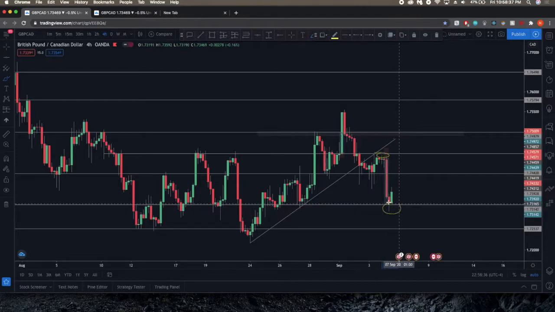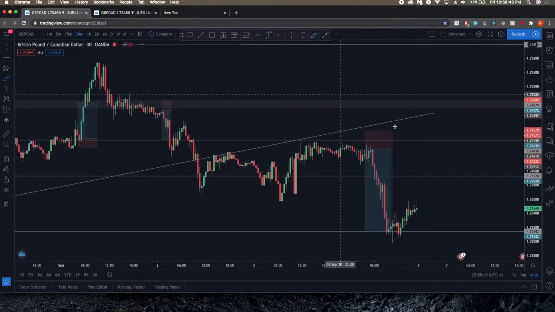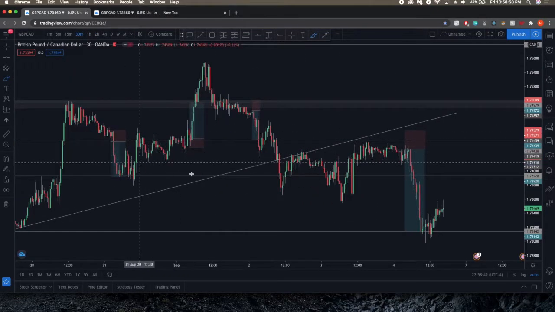And then look, we rejected this key level right here, right? So these levels were predetermined from the analysis that I posted on Saturday. And if you followed, you should have caught some of these trades. But yeah, these are the clean ones.